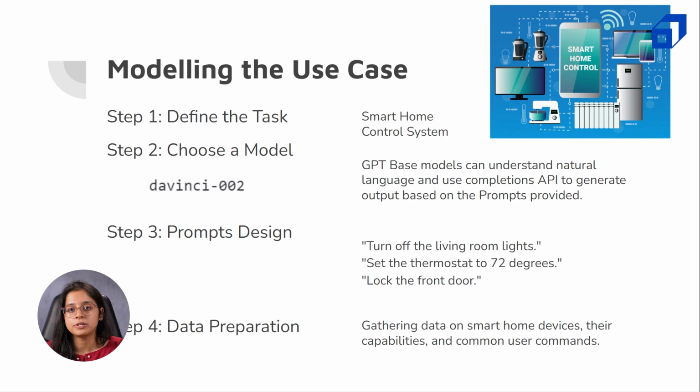Next is prompt designing. Prompt designing is a very crucial part in this step because you are designing the training data set of the model. Here, you need to supply the input and the output based on how you want to view the testing data. Next is the data preparation. For this, we are using two columns: the input, which is the natural language command, and the output, which has two things, the action and the device. The action that you want the device to take.